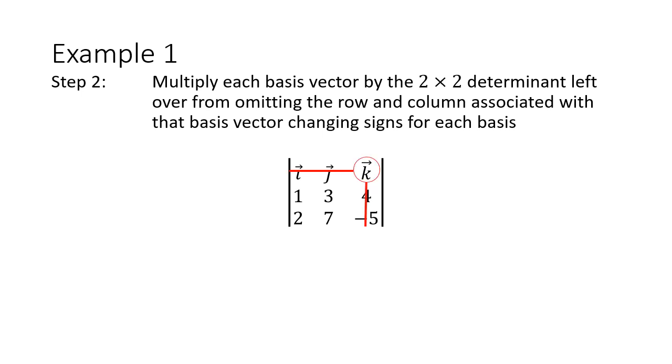Last up, k. So doing the k component, again, circle k, then cross out the row and the column associated with it. Leaves us with our 2 by 2 matrix, 1, 3, 2, 7. And again, that'll be in the k component. We're changing signs again, so this one is positive, which means you don't have to worry about putting a negative sign. And then again, 1 times 7 minus 3 times 2, which gives me just 1, or just k hat.